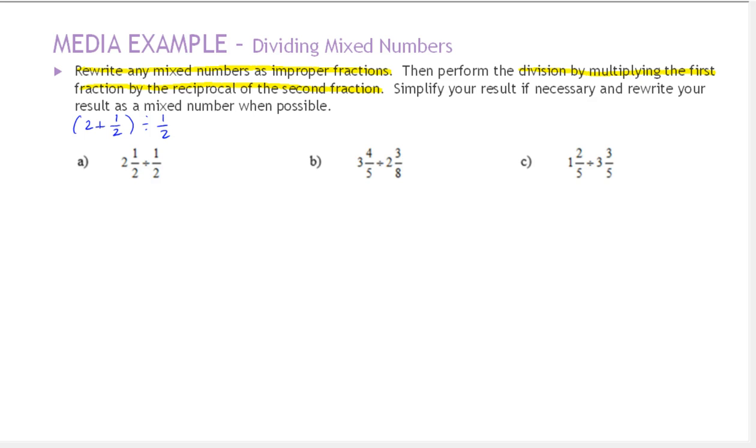Now let's use this process they talked about. We're going to write the equivalent division problem, but we're going to write this as an improper fraction. So 2 times 2 is 4, plus 1 is 5. So 5/2 divided by 1/2. Notice I didn't reciprocate this. I didn't change it into multiplication yet. I just wanted to rewrite the equivalent problem with improper fractions just to show my work.